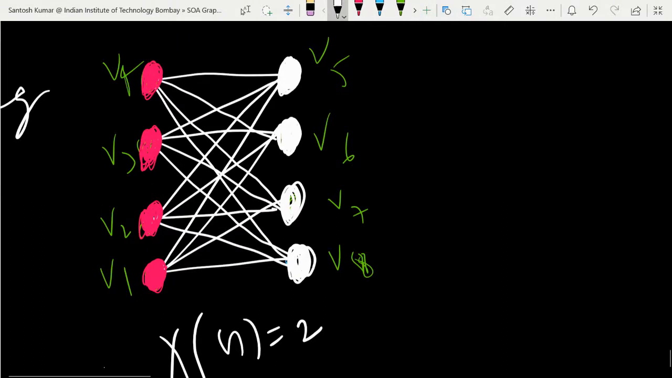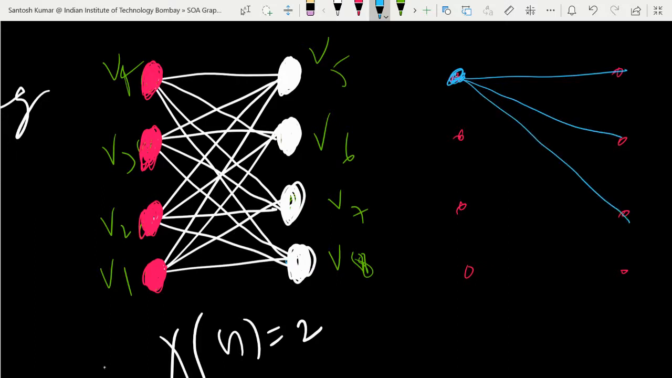This is one way. You can also do it in another way. Suppose we take the vertices 1, 2, 3, 4, 5, 6, 7, 8, so 1, 2, 3, 4.